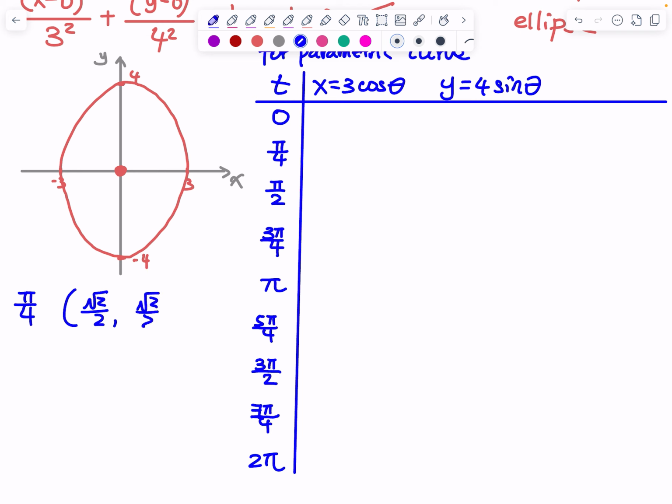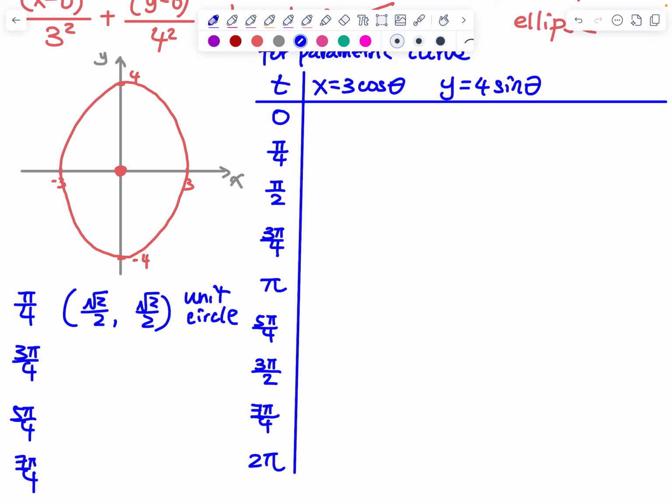Root 2 over 2, x and y, unit circle. If you don't remember anything about the unit circle, now is a time to look it up because you will need this. And then this is in quadrant 1, and then you have 3 pi over 4 in quadrant 2, 5 pi over 4 in quadrant 3, and then 7 pi over 4 in quadrant 4. So you get the same value. The difference is the plus and the minus will change.